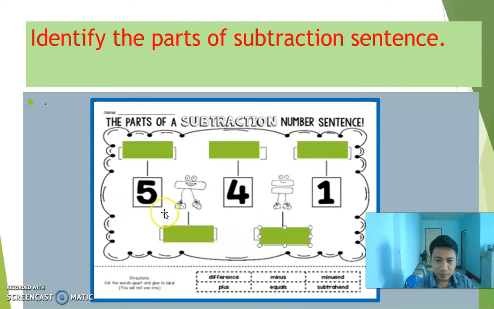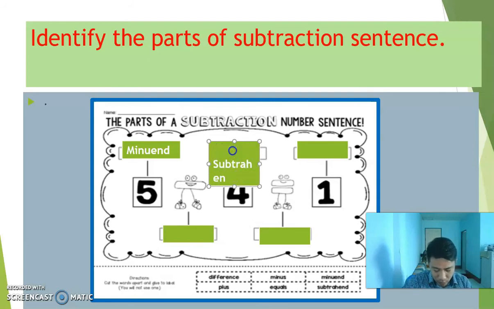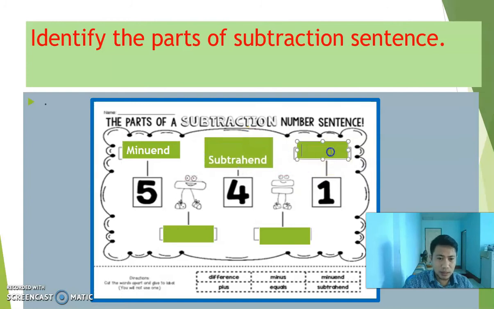Okay, let's start. 5 minus 4 equals 1. We call 5 as what? 5 here is your minuend. How do you spell minuend? Spell as minuend. Or the first number in your subtraction sentence. How about 4? Of course, 4 here is the second number, or the number to be subtracted from another, and we call it subtrahend. How do you spell subtrahend? Spell as subtrahend.